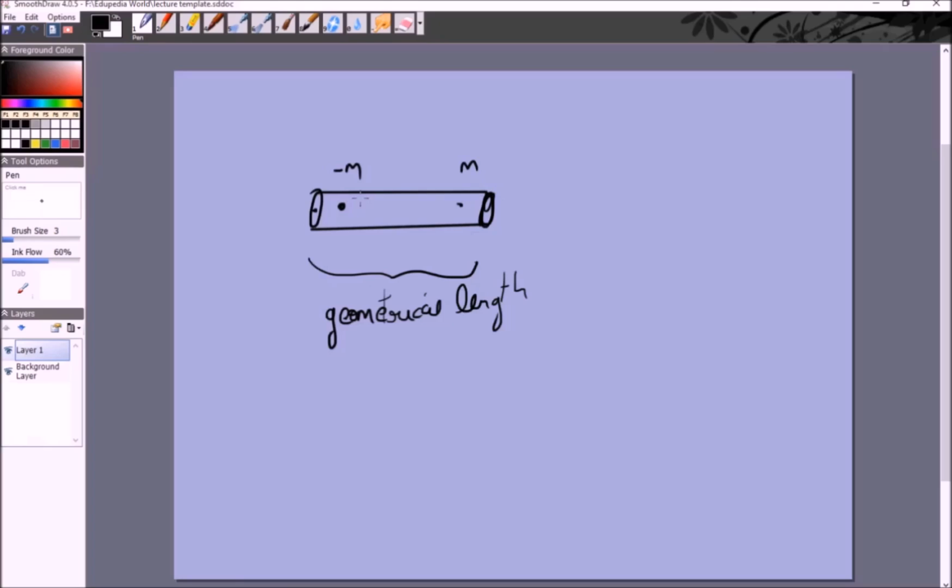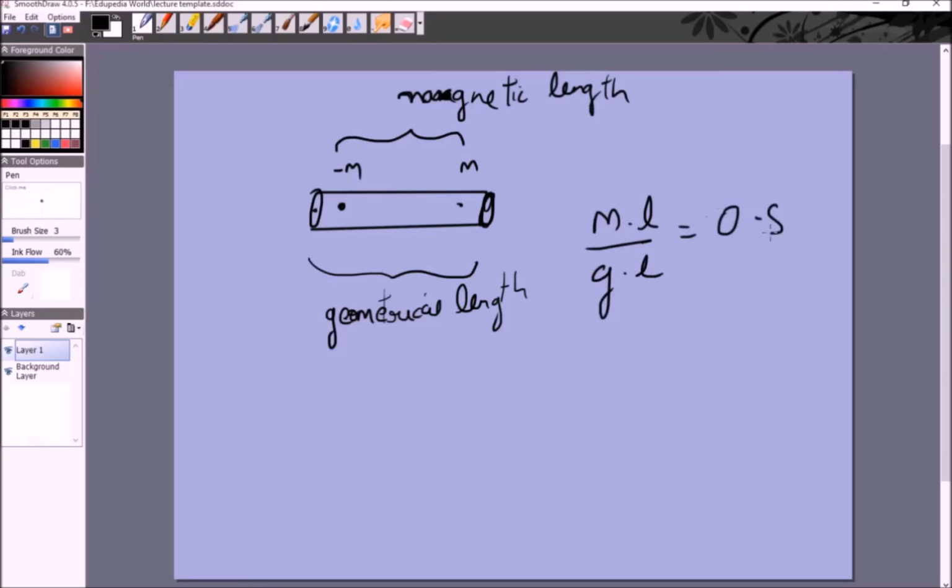Right? Whenever we talk about a solenoid, we'll assume that it's infinitely long, or we are near the middle of it, so that the end effects do not matter much. But this distance between these two is called the magnetic length. And experimentally it has been found for solenoids that the magnetic length by the geometrical length is equal to 0.84. This is a constant. Right. So the magnetic poles should be assumed to be present slightly inside the material to negate the end effects.